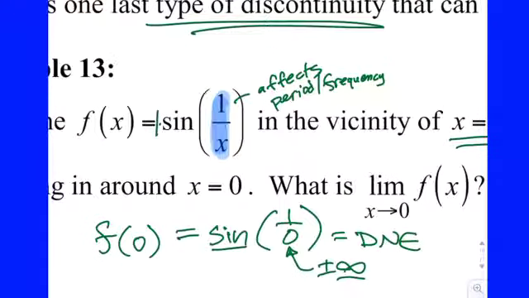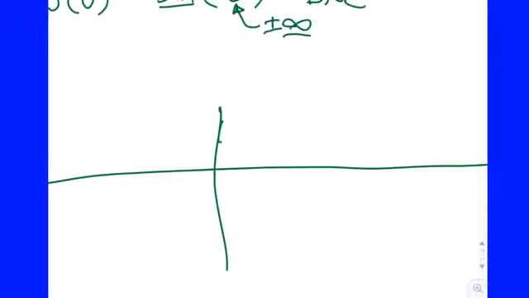So what happens as x approaches 0? As x approaches 0, 1 over x approaches infinity, right? And remember, that was the number of cycles in 2 pi. So the number of cycles in 2 pi is approaching infinity. Oof. Let's see what that looks like.